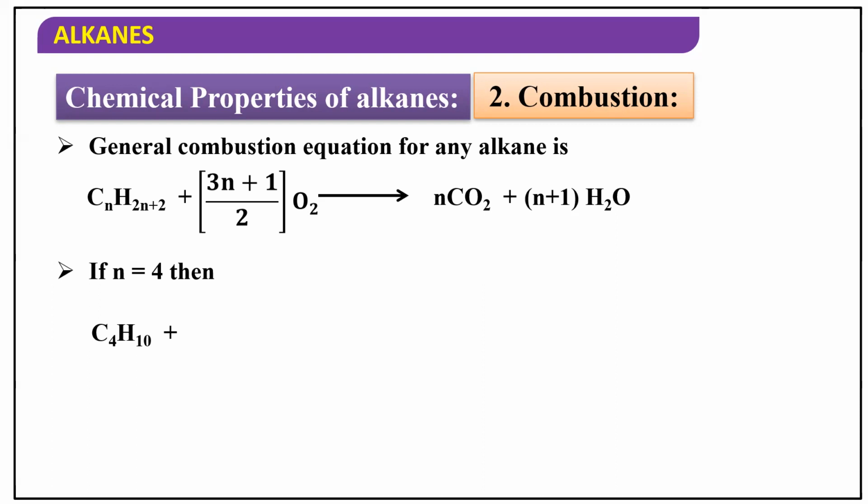All you need to do is put the n value in that relationship, (3n plus 1). So if I put the n value there, 3 into n, n is nothing but 4. So 3 into 4, 4 3s are 12, plus 1, 13, divided by 2. So 13 by 2 moles of oxygen is what I require in order to produce n moles of CO2.